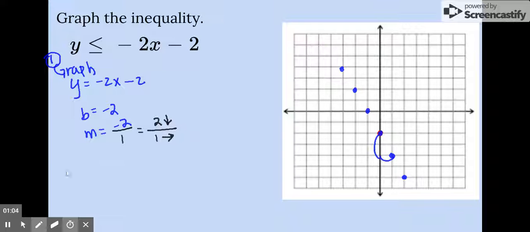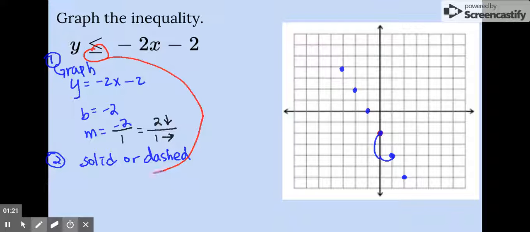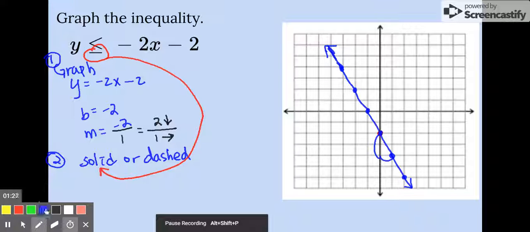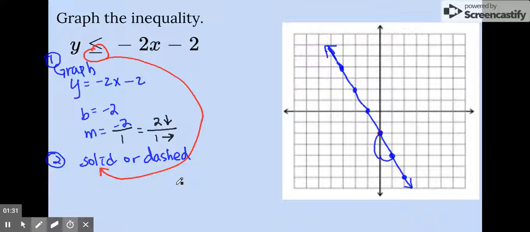And you need to decide if it's going to be solid line or dashed line. What do you think? How do you know? You can figure this out by the equal sign, right? So is it going to be dashed or solid? You see the equal sign, so it should be solid. Okay, so let me just draw this line. All right, so now I have a graph.